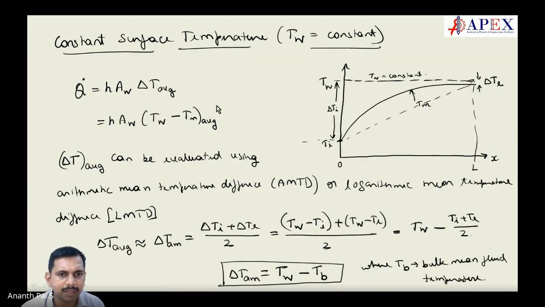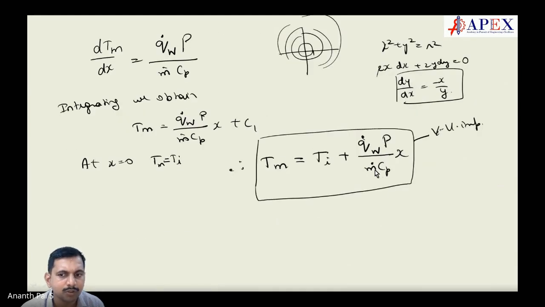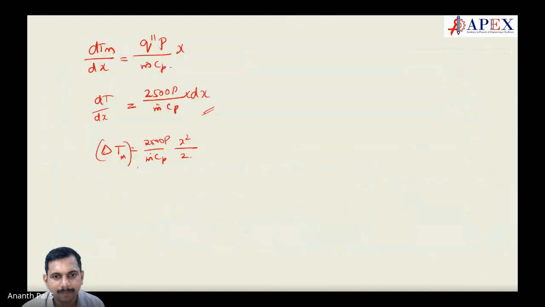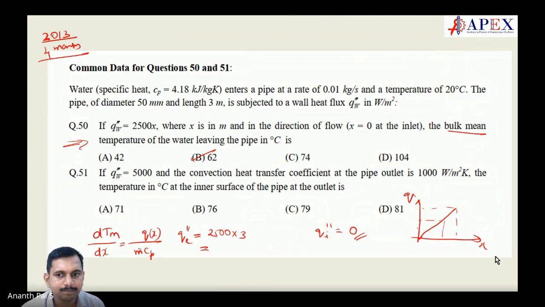When Q is the same, constant surface, this equation you have to use: Tm is equal to Ti plus Q dot P by m dot Cp x. Use this and the answer comes. 81 is the correct answer.